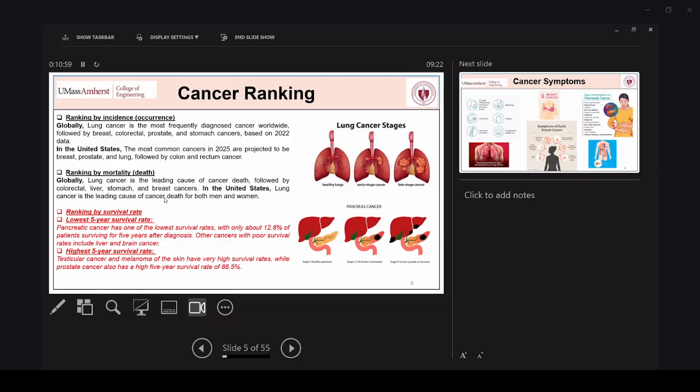The third ranking is based on survival rate. For the lowest 5-year survival rate, as I mentioned before, pancreatic cancer has one of the lowest survival rates, with only about 12.8% of patients surviving 5 years after diagnosis. Other cancers with poor survival rates include liver and brain cancer. The highest 5-year survival rates are for skin cancer or testicular cancer, while prostate cancer also has a high survival rate of 88%. Okay. So this slide mainly explains the ranking of cancers.